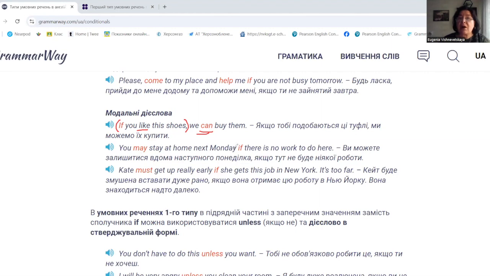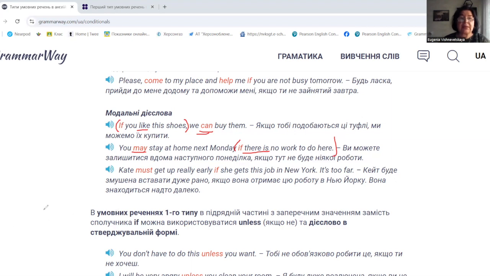You may stay at home next Monday if there is no work to do here. In the if clause, present simple, there is, and in the main clause we use the modal verb may. You may stay here if there is no work to do. Is it clear?